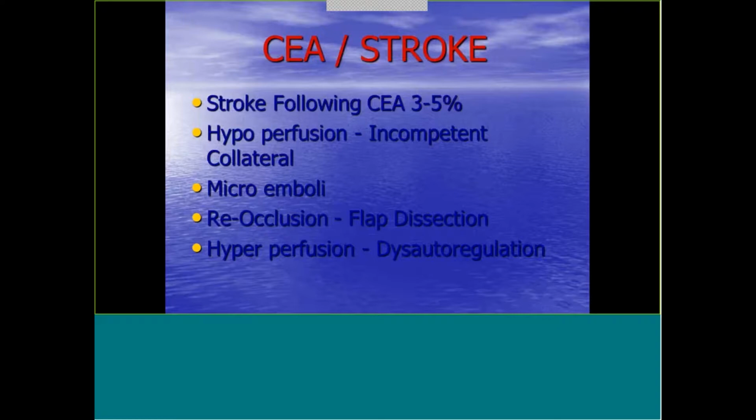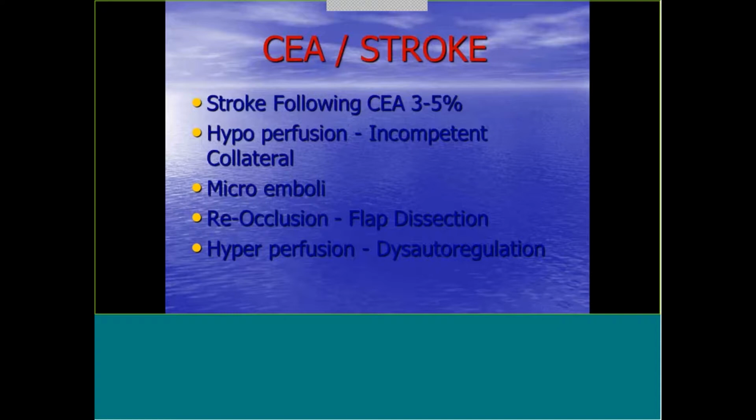The other thing that will cause a stroke is microemboli. These lesions in the neck can be very, very ugly. As we go to clean them out, many times these little emboli go up into the brain and break off before we can get this plaque out in one piece and cause a stroke. Reocclusion, which we're going to talk about later on, is from a flap dissection where a little portion of the vessel wall will come back down and reocclude the vessel.